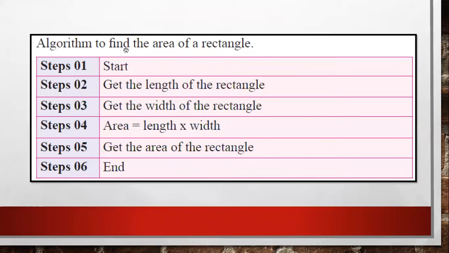Next, another algorithm to find the area of a rectangle. Okay, now think, what is the way of calculating the area of a rectangle? Here you can see area means length into width. That means start, you have to get length and width, then process and get the area of the rectangle, and end. You have to include step 1 and the last step as start and end.